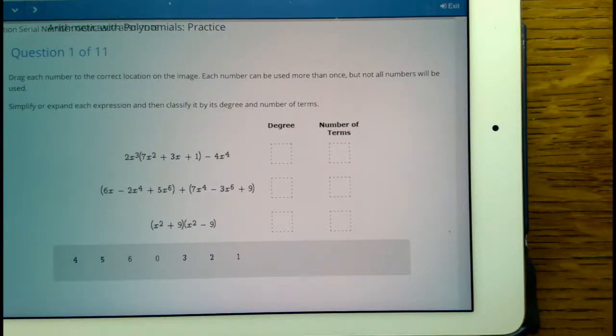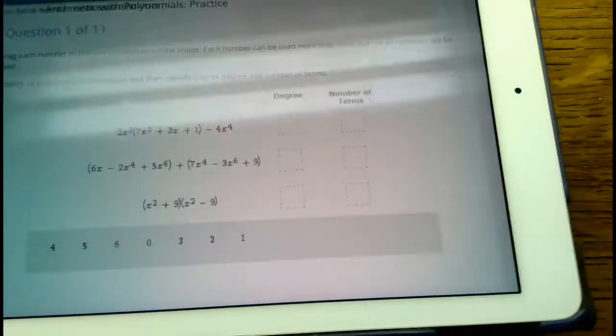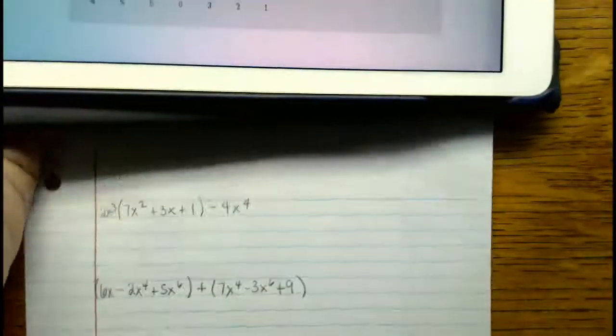Simplify or expand each expression and then classify it by its degree and number of terms. By the way, this is arithmetic with polynomials practice. So what we're going to do, first of all, I've shown you the problem here. It is a drag and drop problem, but I'm going to go ahead and pull my iPad away and work out these problems so we can answer the questions.